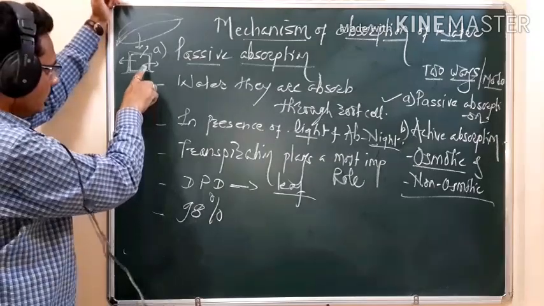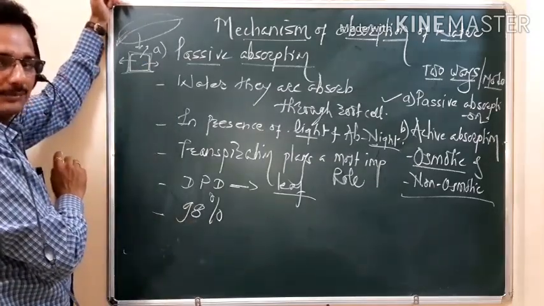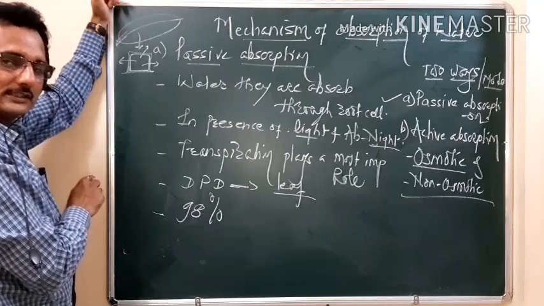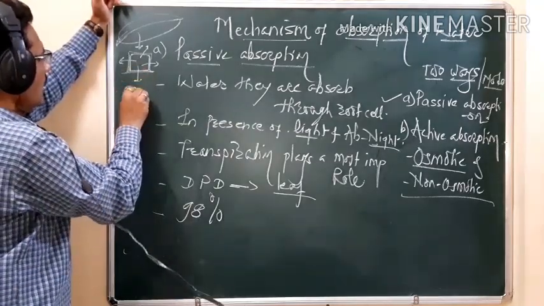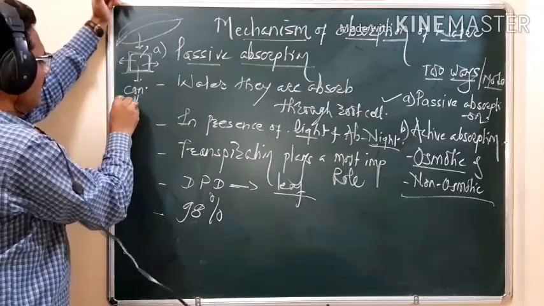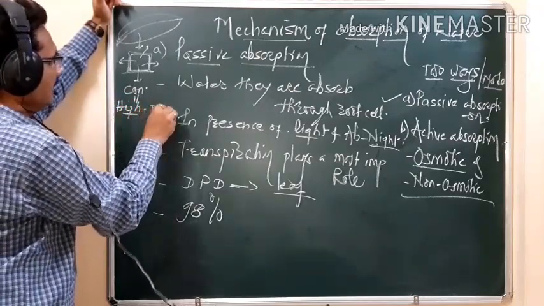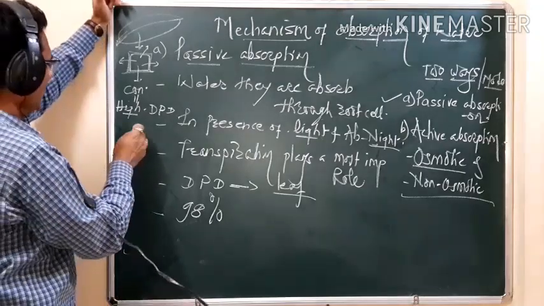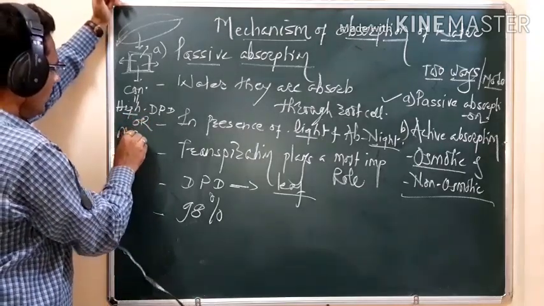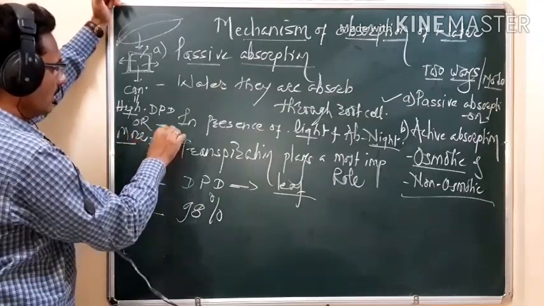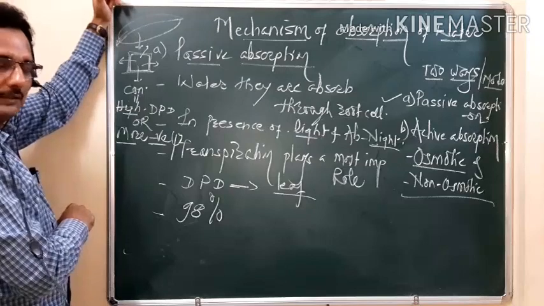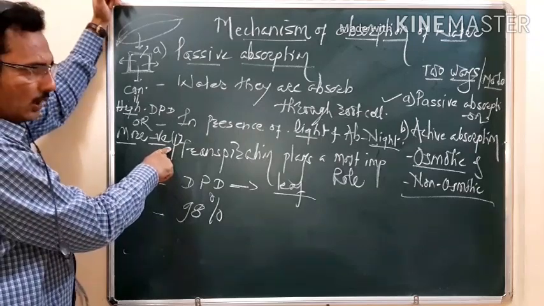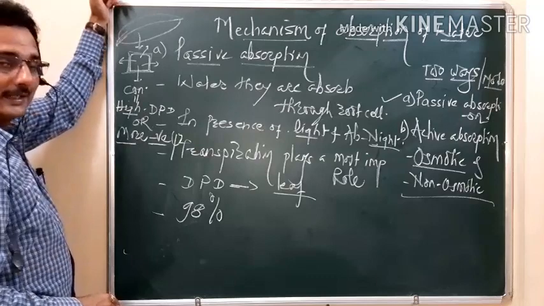When the water is removed from this cell, we have seen in previous lectures that the cells become concentrated, and when the cells become concentrated, such concentrated cells have a high DPD. That means they have a more negative water potential. For that water potential, we use the letter psi. So they have a more negative water potential, and so the potential gradient is developed.